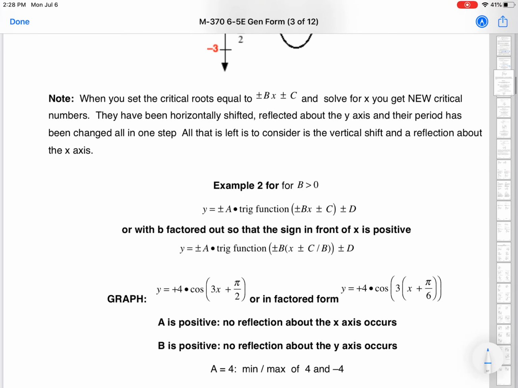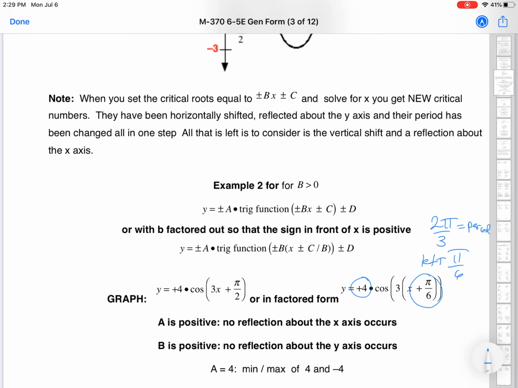So example 2 has an amplitude of 4. We're dealing with cosine now. We're taking the original cosine function and shifting it to the left. We should end up with a function that's shifted left pi over 6, and that has a period of 2 pi over 3.